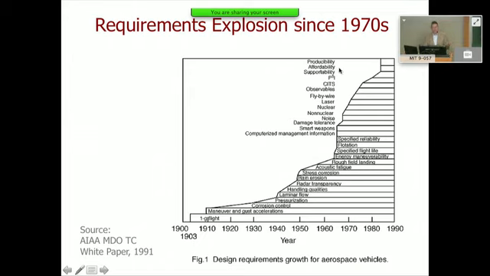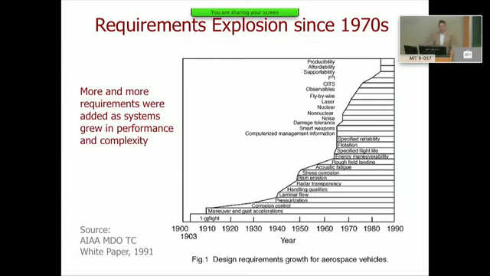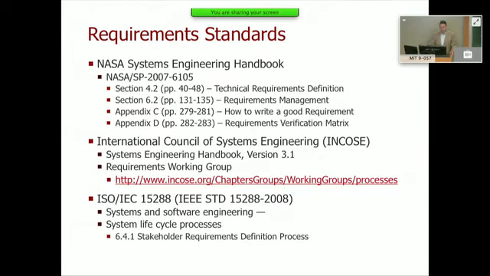Producibility, affordability, supportability, etc. So if you actually look at the requirements set for the new generation of airplanes, whether commercial or military, it's overwhelming. It's thousands and thousands of requirements because we've gotten greedy, and we've gotten good at it. So we keep adding more requirements. And that's a big issue right now. We'll talk later in the semester about complexity management. But the key message here is requirements have been growing over time. More and more requirements added as systems grow in performance and complexity.